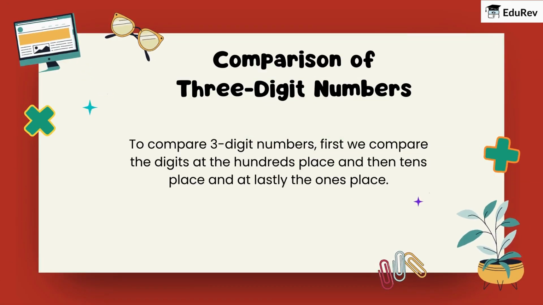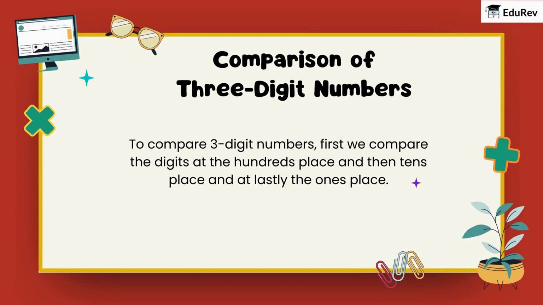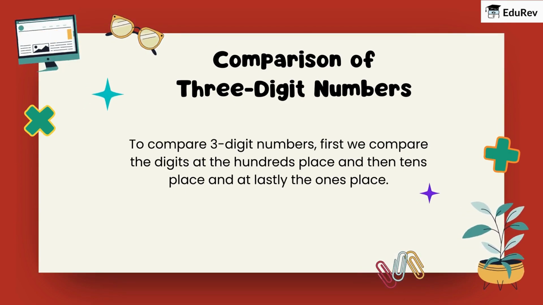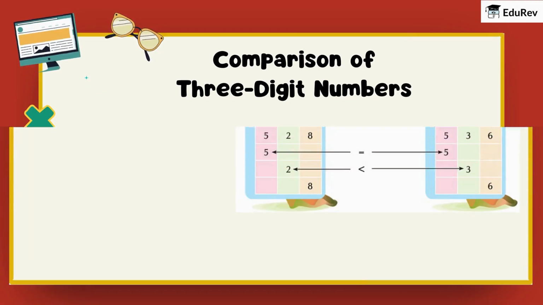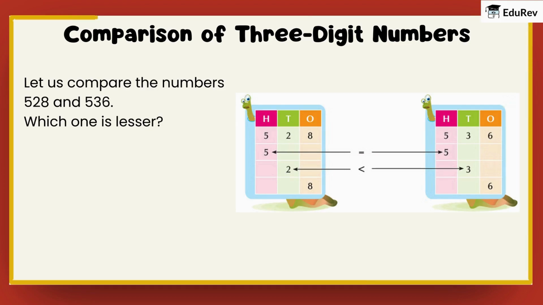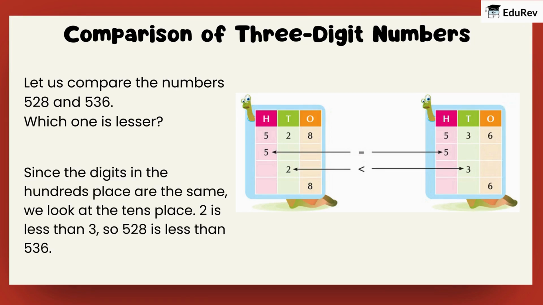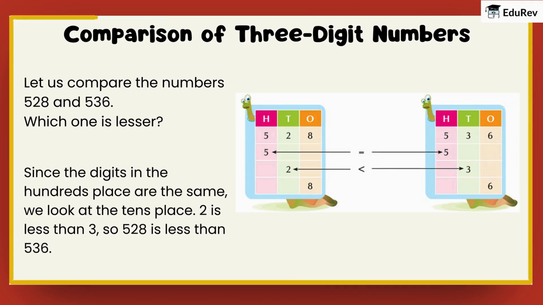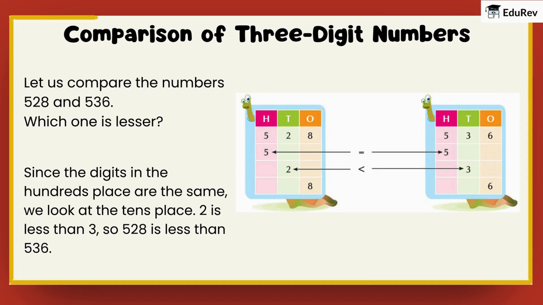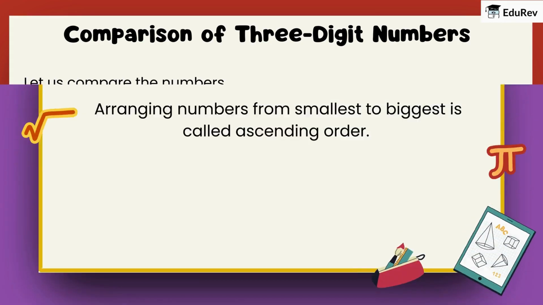To compare three-digit numbers, first we compare the digits at the hundreds place and then tens place and lastly the ones place. Let us compare the numbers 528 and 536. Which one is lesser? Since the digits in the hundreds place are the same, we look at the tens place. 2 is less than 3, so 528 is less than 536.